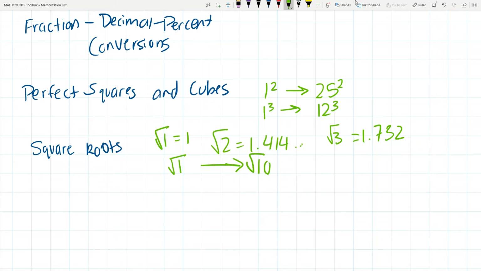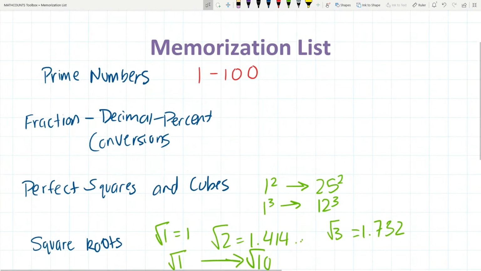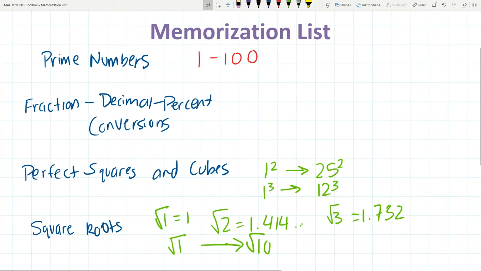So these are the things that you should know, the memorization list that you should memorize for MATHCOUNTS and any other math competition for middle school.